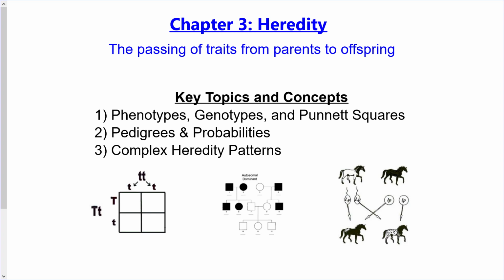Once we have a firm understanding of that, we'll move on to something called pedigrees, which is when you're looking at multiple generations and how the traits pass between them. And then we'll look at complex heredity patterns. The word complex shouldn't intimidate you. It's just a different set of rules for how the genes express themselves.